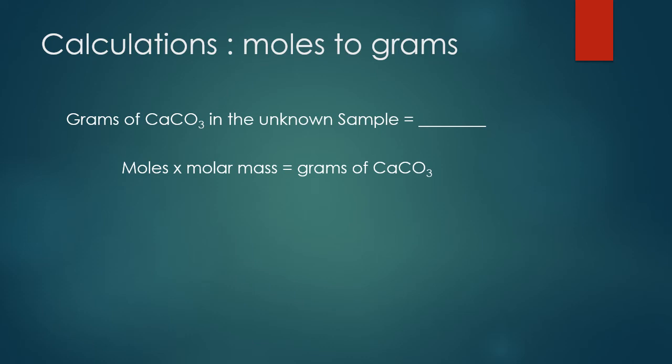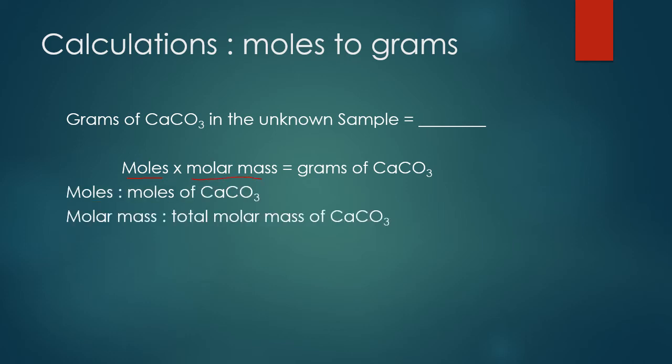Now let's look at a calculation going from moles to grams. So the next blank asks you to calculate the grams of calcium carbonate in the unknown sample. To do this, we're going to use the following equation, where we take the moles that we just figured out using that 1-to-1 ratio and multiply it by the molar mass. So the moles that we're using are the moles of calcium carbonate. And since the moles of calcium carbonate are the same as the moles of calcium chloride, it really doesn't matter which one you use.